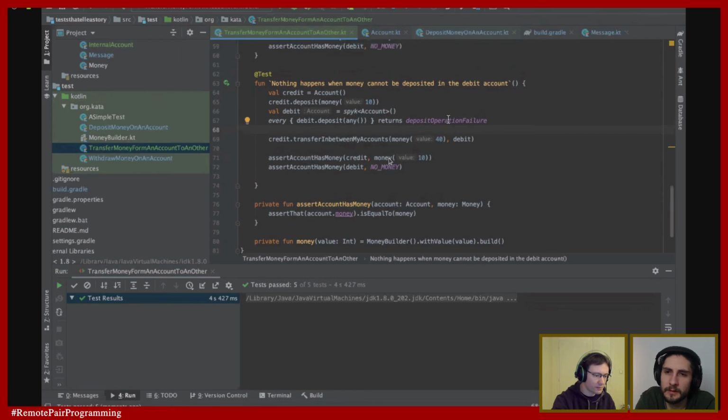So the credit you deposited, you'd like to transfer between accounts 40. Oh, wait, you want to transfer 40. You cannot transfer 40 because you have 10. So, yeah, let's transfer 5. Transfer 5, yeah.